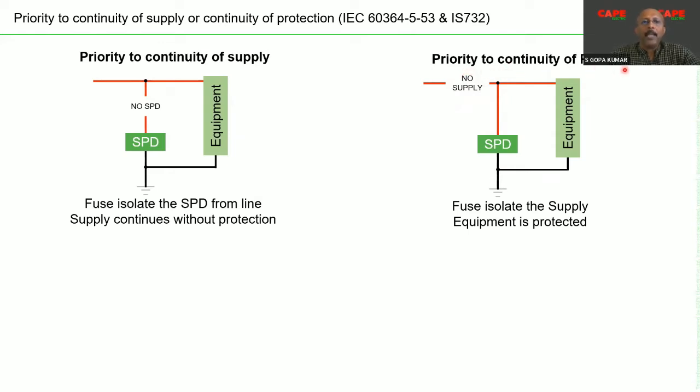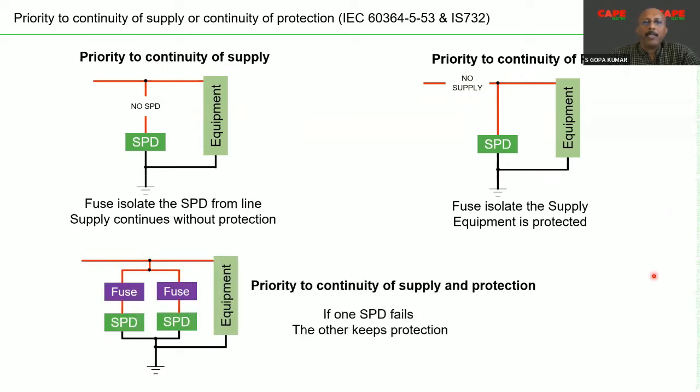While selecting and installing an SPD, you must select whether you want to go for priority to supply or priority to protection. It is a very important question to be asked of the user. If you want to have both priority to continuity of supply and protection, then you have to go for an SPD under this condition. That means there are two fuses and two SPDs connected in parallel.